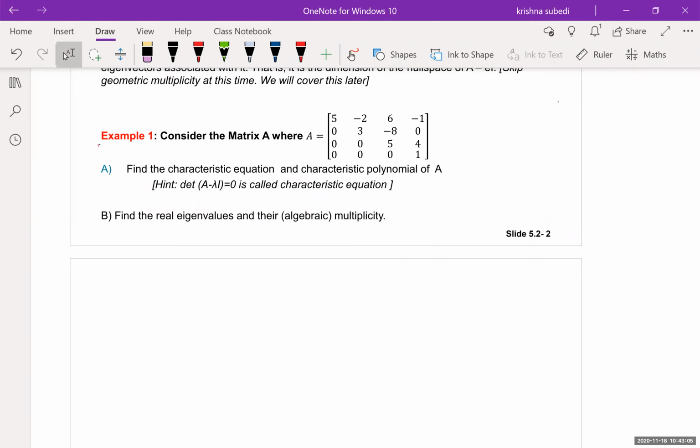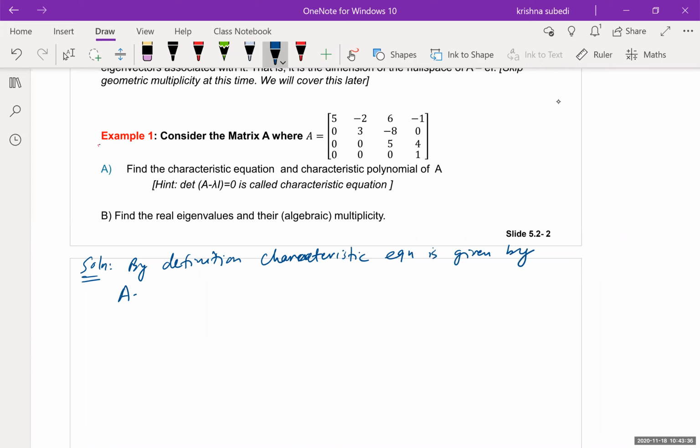All right. So by definition, as we know, the characteristic equation is given by the determinant of A minus lambda I equals 0. So this equation is called the characteristic equation. So let us first calculate what is A minus lambda I.